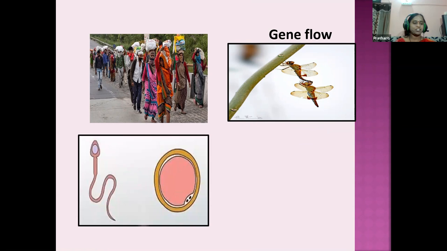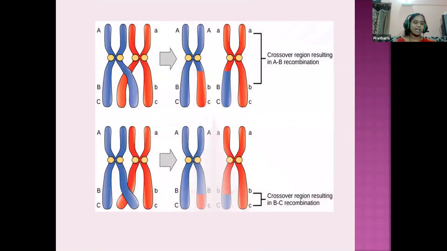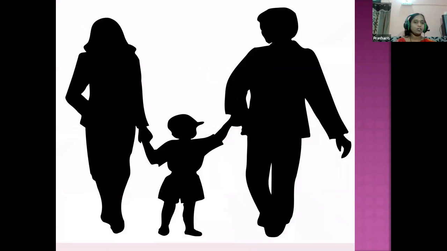No two individuals are the same. They look similar, but still they show variations. There is transfer of gene material by genetic recombination, and transfer of chromosomes from mother and father to the offspring is taking place.